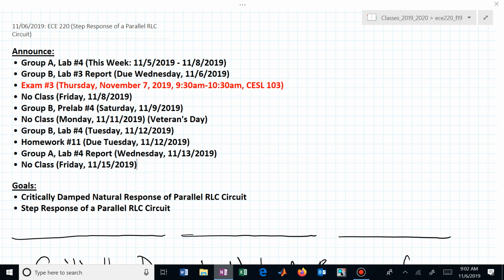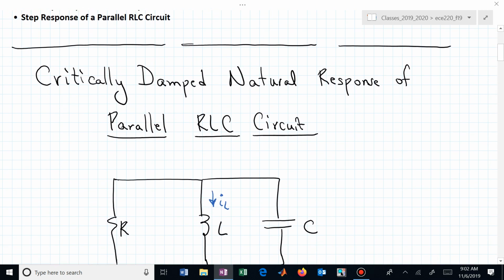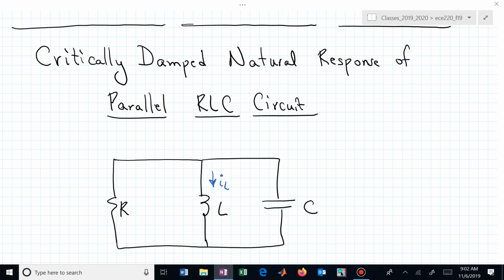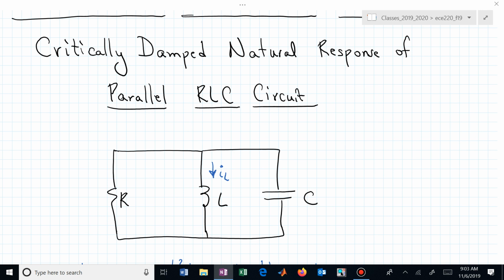Last time we just talked about underdamped, which is when we have complex conjugate roots of that characteristic equation. Today we want to look at, just briefly, what the structure of the solution is when we have real equal roots to that characteristic equation. That's the critically damped scenario. It's the same parallel RLC circuit, it just differs in what the parameter values R, L, and C are equal to.